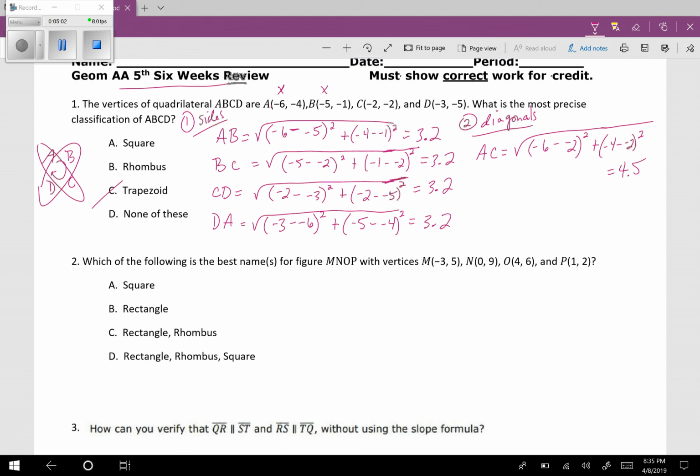Okay, and then our next one we have to do is BD. Okay, so B minus D. So -5 minus -3, square it.